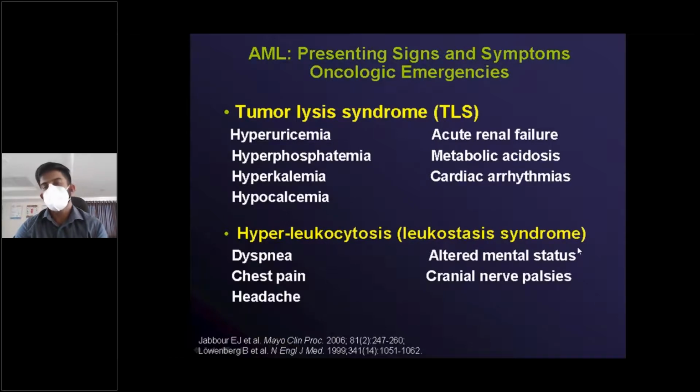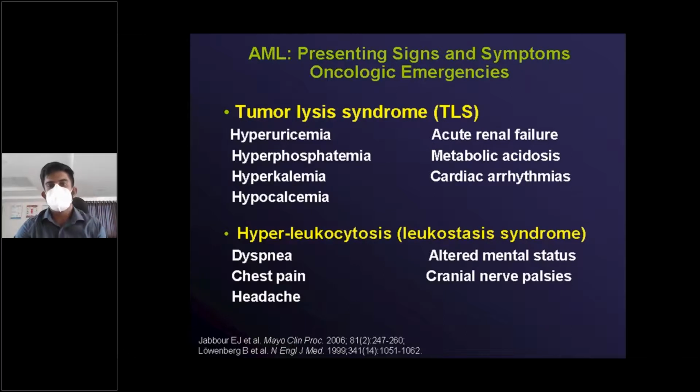Hyperleukocytosis, or leukocytosis syndrome, is a fatal complication of AML because of the excess number of leukocytes in blood. Usually it has to be more than 1 lakh. The normal WBC count is 4,000 to 11,000 cells per cubic millimeter. If there is some sort of infection, we'll have an elevated leukocyte count, going up to 15,000, maybe 20,000, but in severe cases, around 30,000.